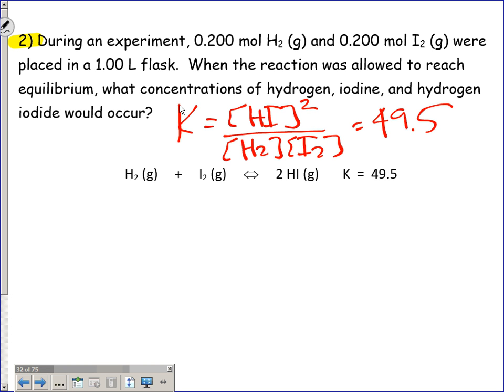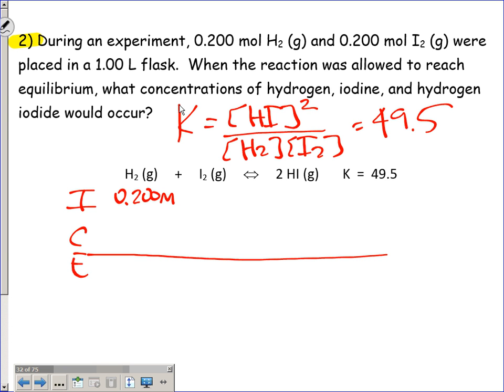So I'm going to take my information and plug it right into my ICE box. So what do I know initially? Molarity of who? So 0.200 molar, because that's 0.2 divided by 1 liter. And the same for the iodine. You should be writing this example down. We have 0 products initially, so I'm trying to align them underneath my reactants of products. There's just a small space here.